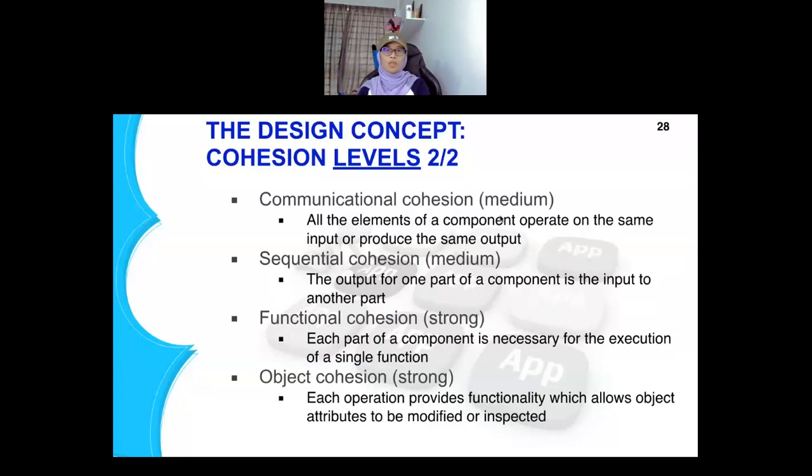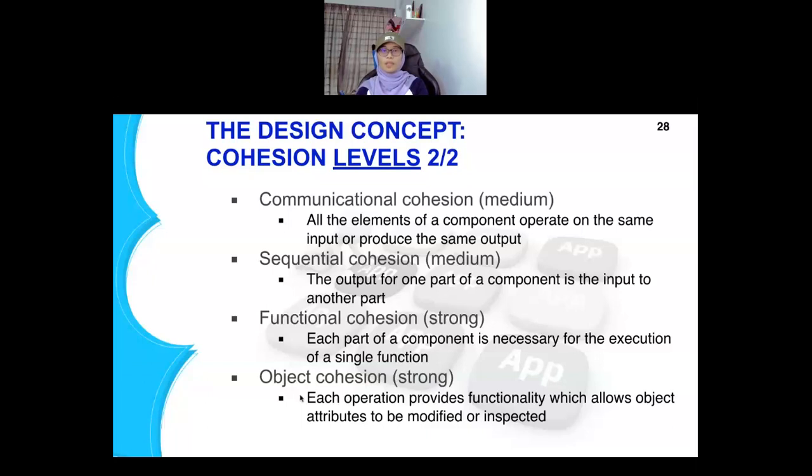Communication cohesion, much more medium level. All the elements of the component operate on the same input or produce the same output. Sequence cohesion, the output from one part of the component is the input to another part. Functional cohesion, each part of the component is necessary for the execution of a single function.